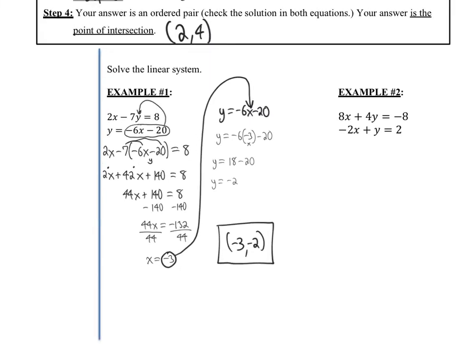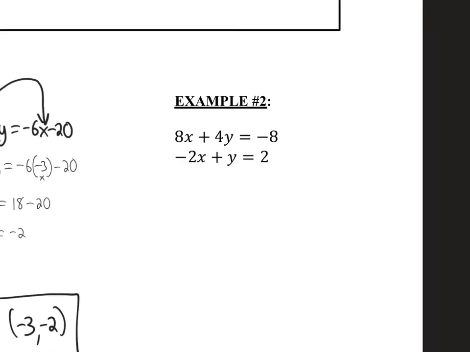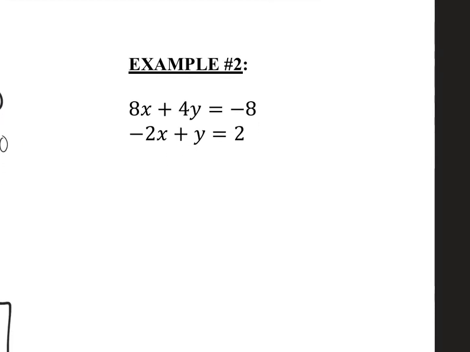All right, let's talk about example 2 here. So, example 2, it says 8x plus 4y equals negative 8 and negative 2x plus y equals 2. So, first things first, we need to get x or y by itself right now. Is x or y by itself in either of these equations? The answer is no. We have both x and y on the same side of the equal sign, so that's not going to work.